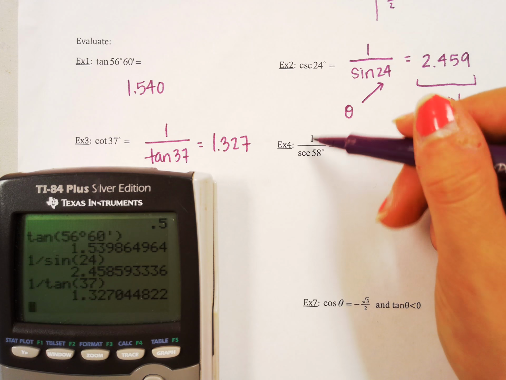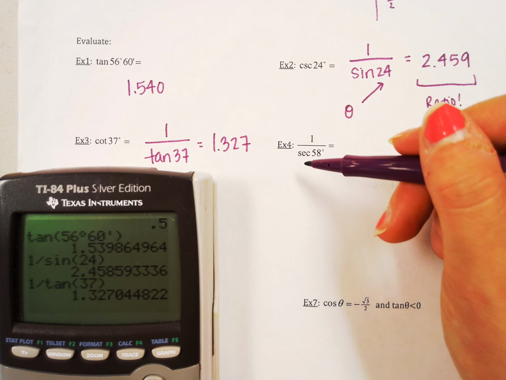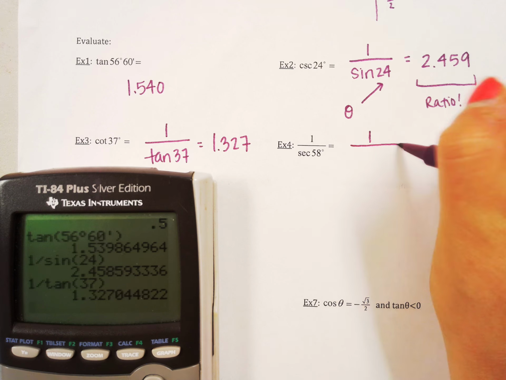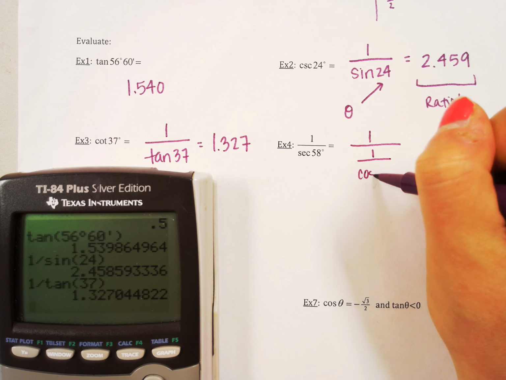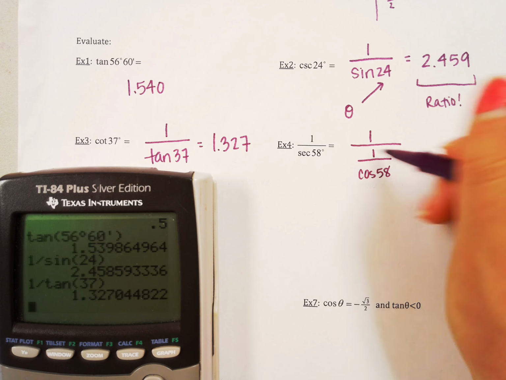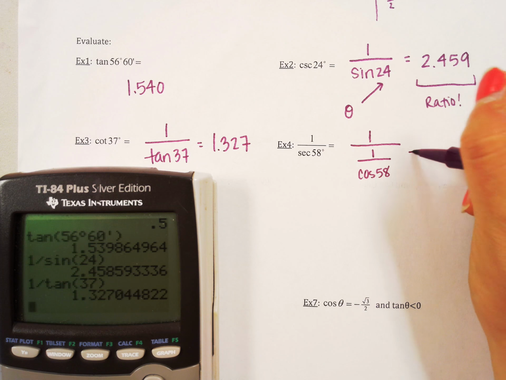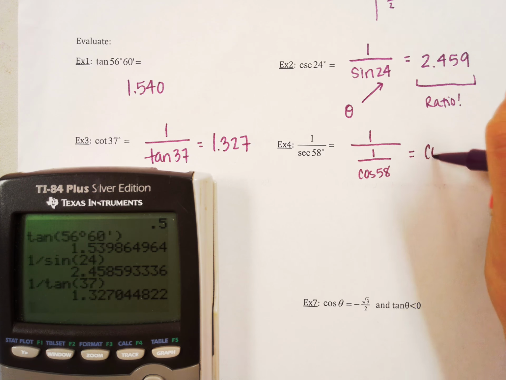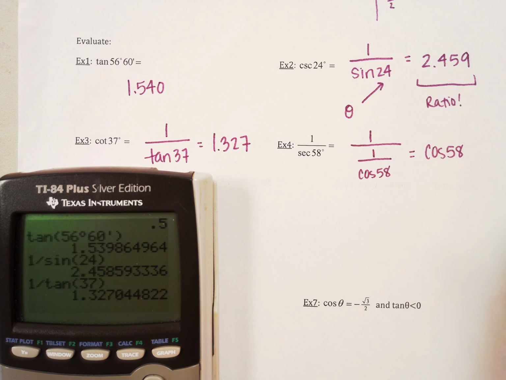This section's a little bit weird. 1 over secant. Well, we know secant's already 1 over cosine, so this would be 1 over 1 over cosine of 58. When we have a fraction with something else in the denominator, if I multiply by the reciprocal, really what that means is I'm looking for the cosine of 58. 1 over secant of 58 is really cosine of 58.